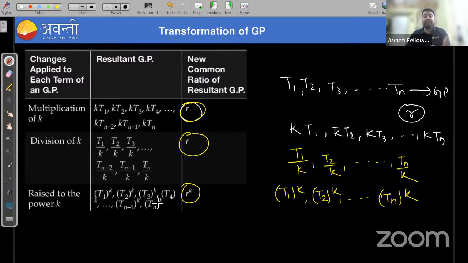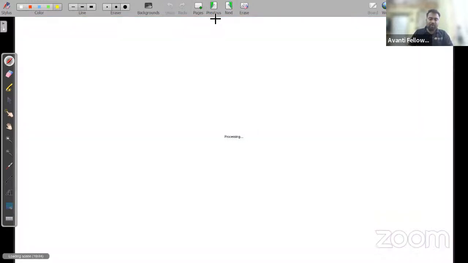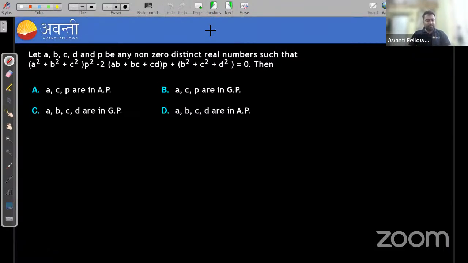The common ratio will be changed from R to R to the power K. Clear? So these are the transformations of a GP. So let's move to the question. It's a very simple question, asked in JEE Mains also.